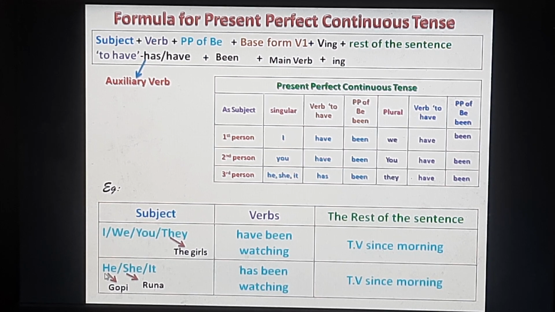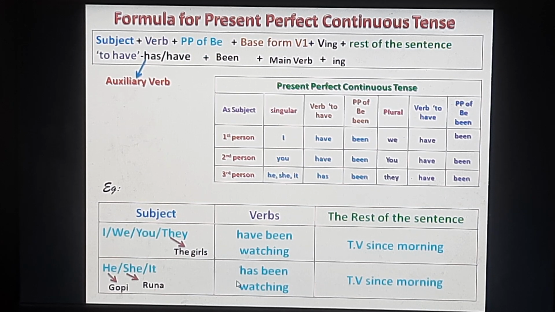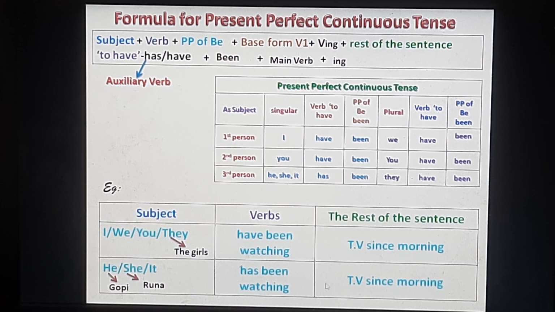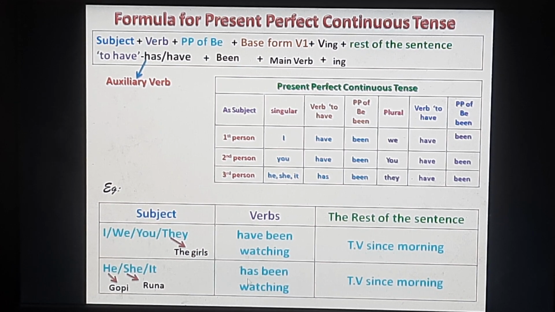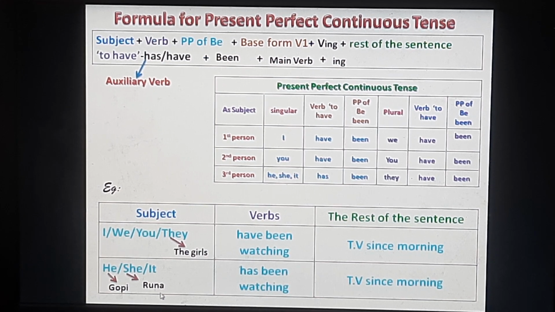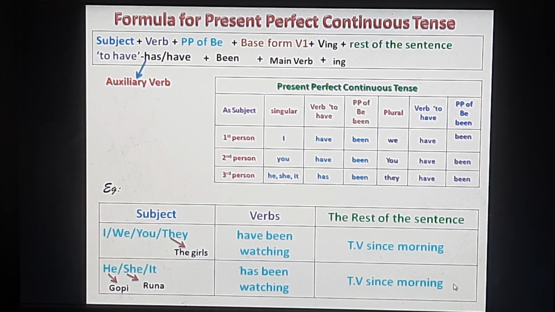Now in the third person singular, it is he, she, it. It will take the verb has plus been plus watching. So he has been watching TV since morning. She has been watching TV since morning. Gopi or Runa can be substituted for he or she: Gopi has been watching TV since morning. Let's continue in the next class.